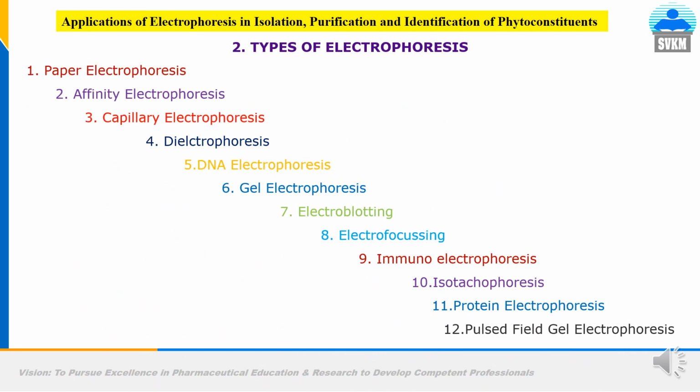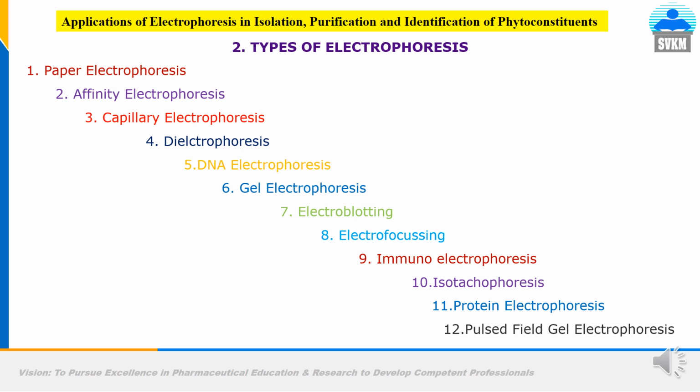Now we'll study the types of electrophoresis. There are a total of 12 different types of electrophoresis. These types are classified based on the functionality of each technique. If we are using paper as a stationary phase, then it is called paper electrophoresis.